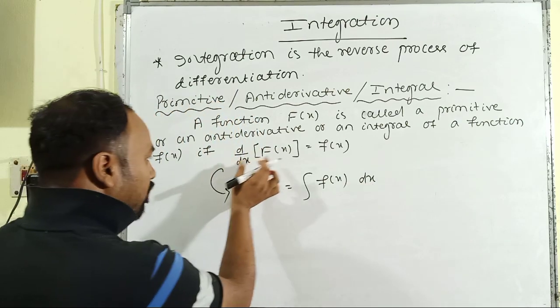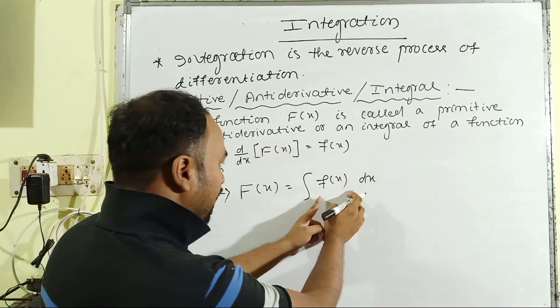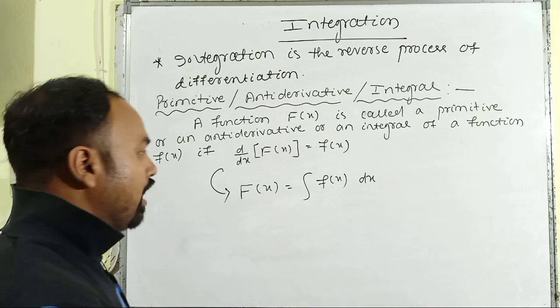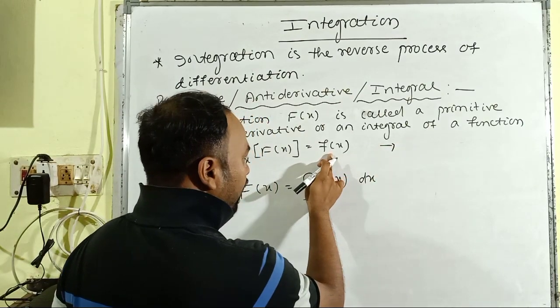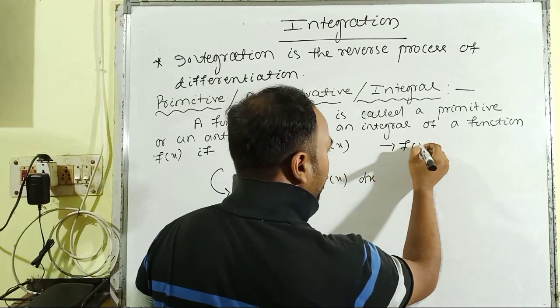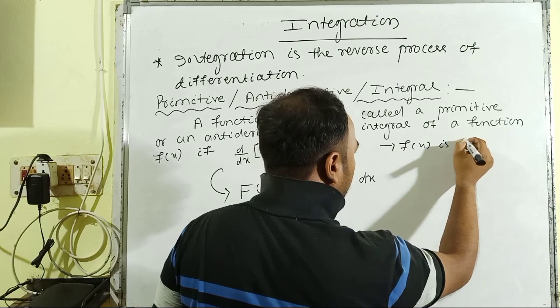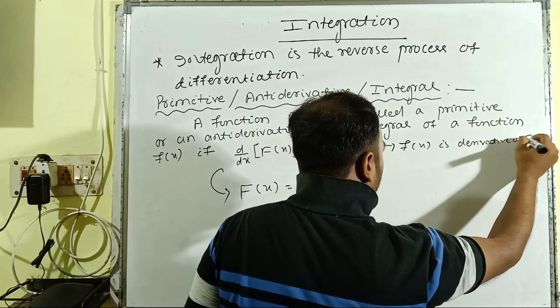So if the derivative of the first function is equal to the second function, then the integral of the second function is equal to the first function. Let me make it clear: here small f of x is the derivative of capital F of x.